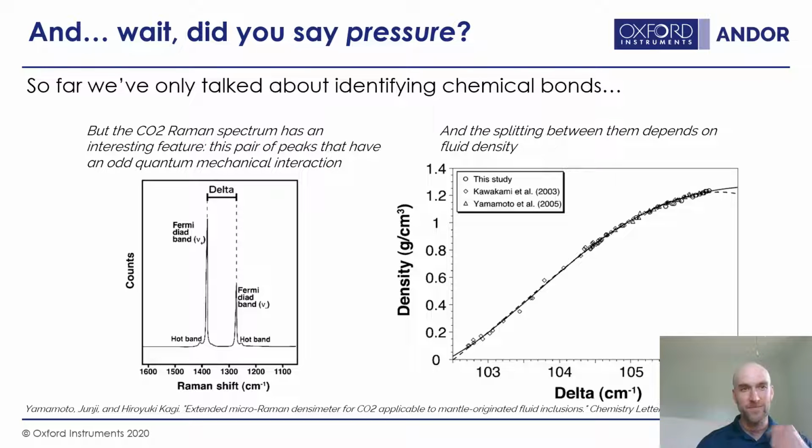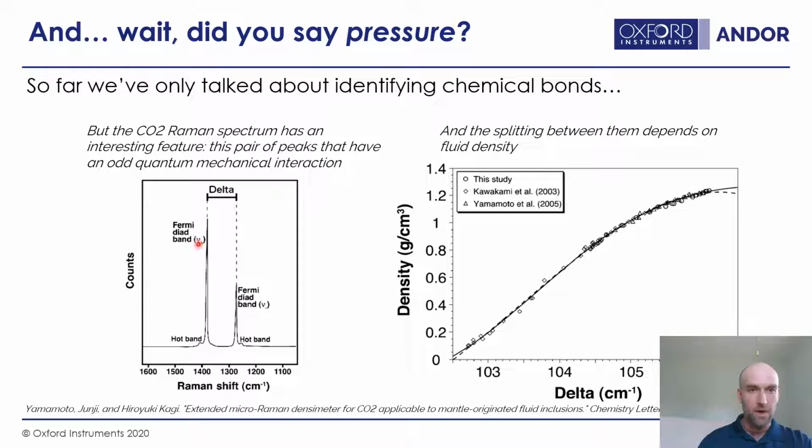That's right. So far, we've only talked about identifying chemical bonds. So we can say there's this bond present, maybe vibrating at such and such a frequency. And then maybe we could even say something about the concentration, in that if that scattering goes up, there must be more of that molecule there. But what we can look at is that there's a special feature of the CO2 Raman spectrum.